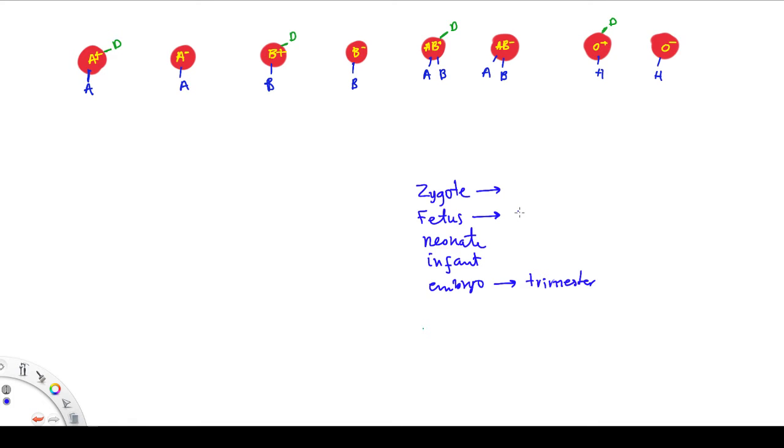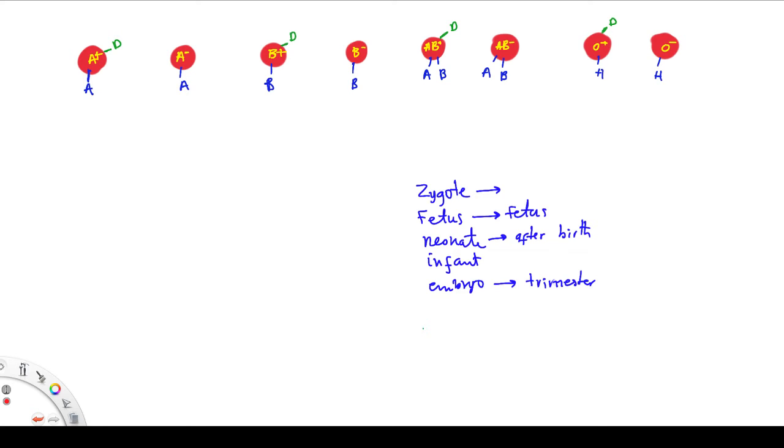Okay, and then what? Fetus. Okay, fetus. And what's neonate? Newborn, after birth. After birth until 1 month, and then infant is from 1 month to 1 year. Okay, and then you have toddler and so forth. But anyhow, why am I saying that?